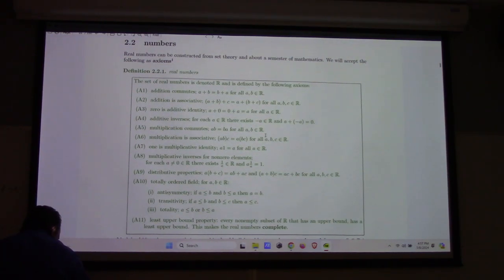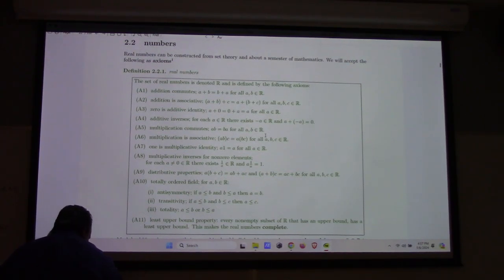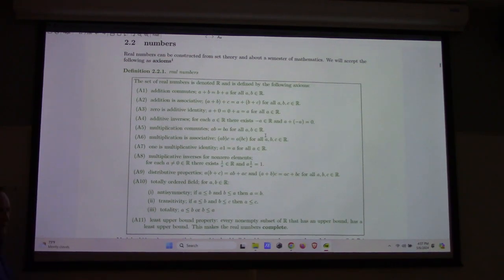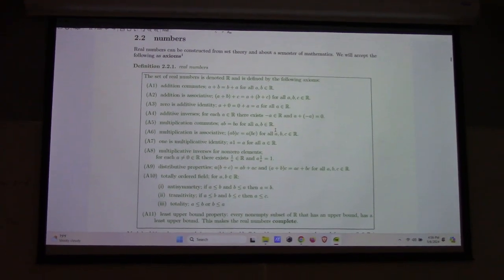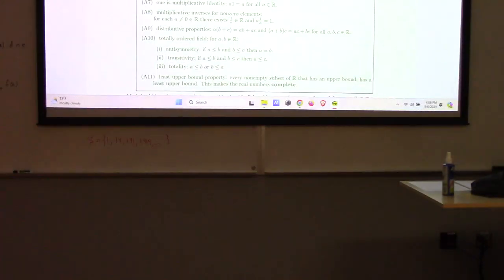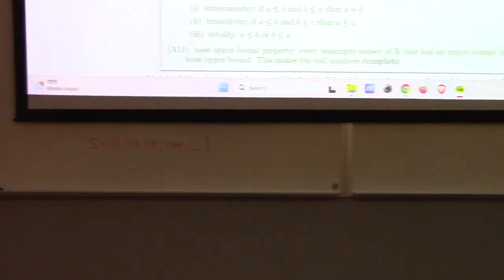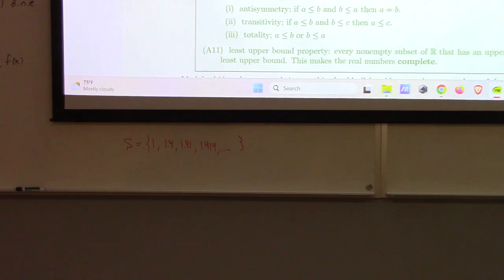S equals {1, 1.4, 1.41, 1.414, and so forth and so on}, right? So what I'm doing is taking truncated decimal expansions of the square root of 2. The square root of 2 is like 1.41 blah, blah, blah, right? So that is an example of a set. What's the least upper bound for this set?